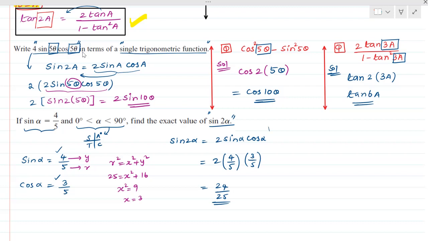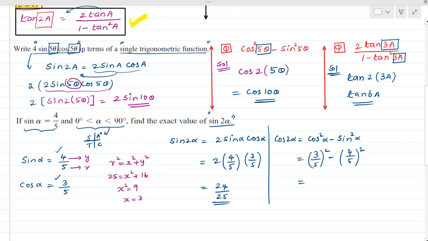Suppose the question is asking for cosine 2 alpha. I will write it as cosine square alpha minus sine square alpha, which is equal to cosine square alpha, which is 3 over 5 whole square, minus 4 over 5 whole square, which is 9 over 25 minus 16 over 25. So the answer is minus 7 over 25. That's it.